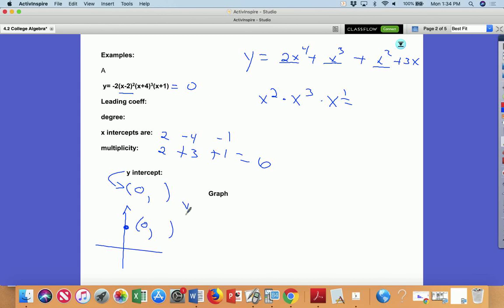So y equals -2 times, what do you get if you put a 0 in there? -2 squared times 4, because again we're plugging in 0, right? 4 cubed times 1. Now this is going to be a big number. It ends up being -512.